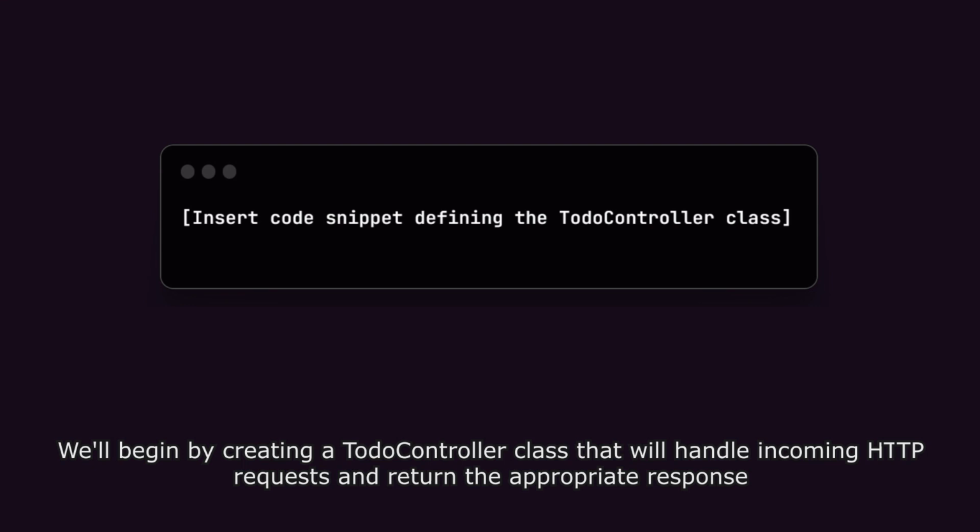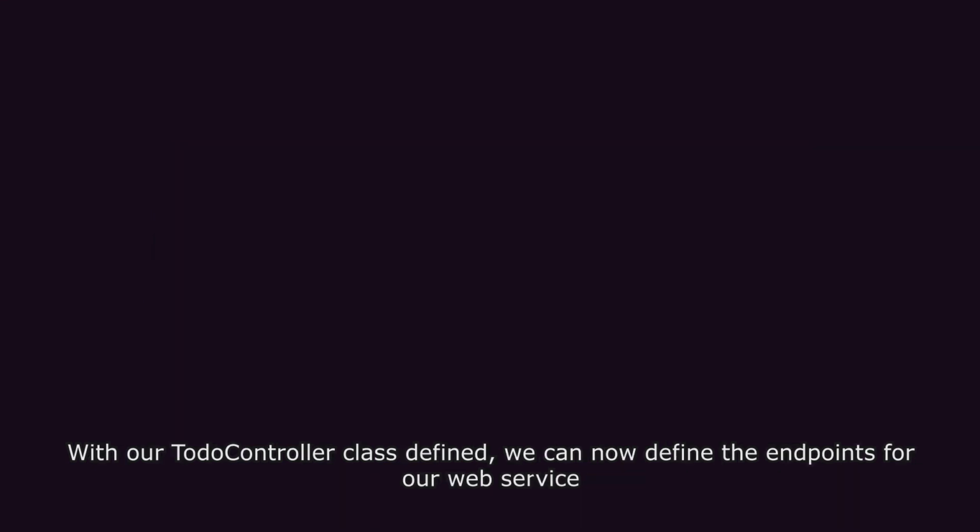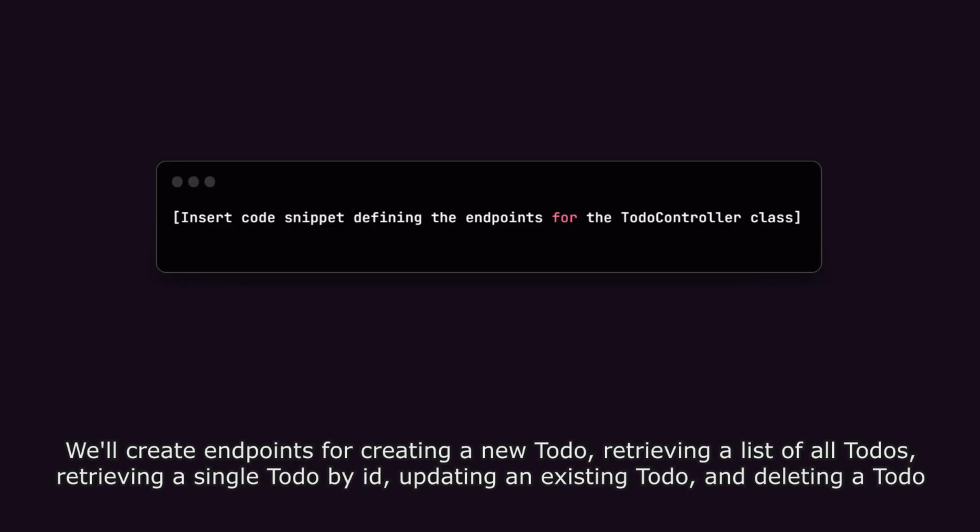We'll begin by creating a controller class that will handle incoming HTTP requests and return the appropriate response. With our controller class defined, we can now define the endpoints for our web service. We'll create endpoints for creating a new to-do, retrieving a list of all to-dos, retrieving a single to-do by its ID, updating an existing to-do, and deleting a to-do.